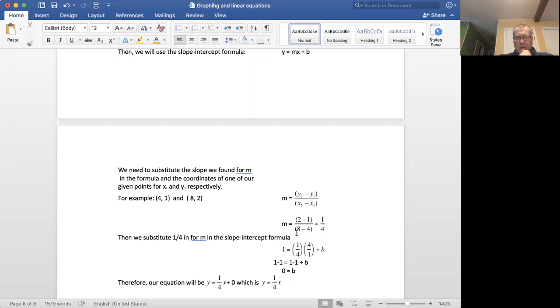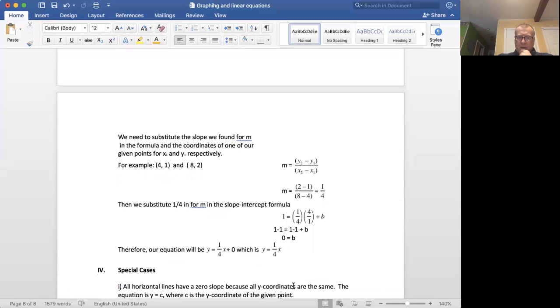Now we'll substitute 1/4 into the formula. Okay. So we have 1/4 for the slope. Since this is a fraction, I'll make the x a fraction. I'm going to take the 4 and make it 4 over 1, equals the y value for that x, which was 1. And then 1/4 times 4 over 1 gives me 1. Okay. 1 plus b. And on this side I have 1. I'll subtract 1 from both sides and get 0 again. So that means we get the equation y equals 1/4 x plus 0, or just y equals 1/4 x.